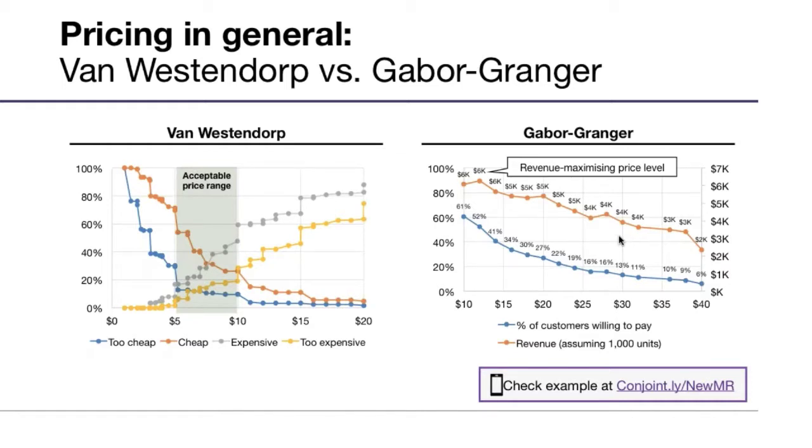The right-hand side of this slide shows output of Gabor-Granger. Gabor-Granger is an even older technique. It's a bargaining technique where you would ask a respondent whether they would buy a product at $100, for example.